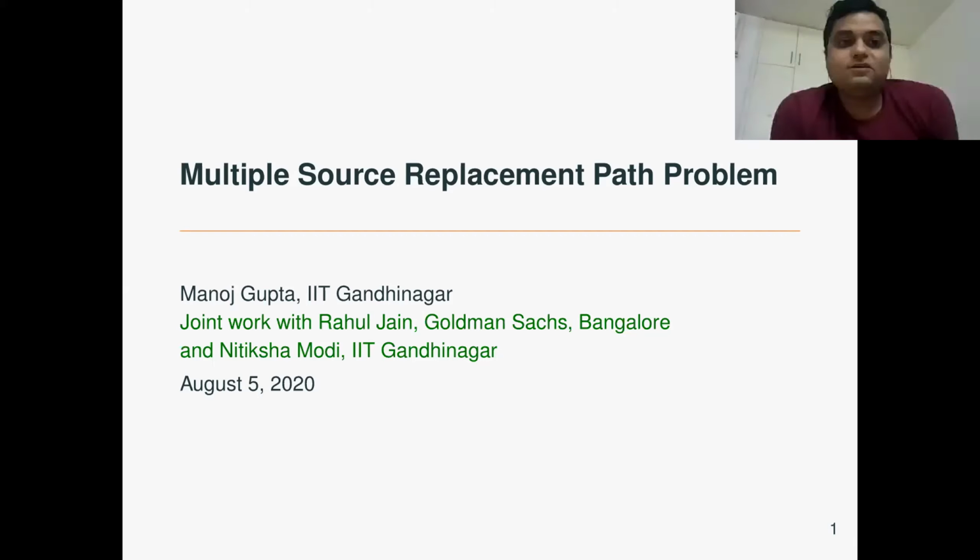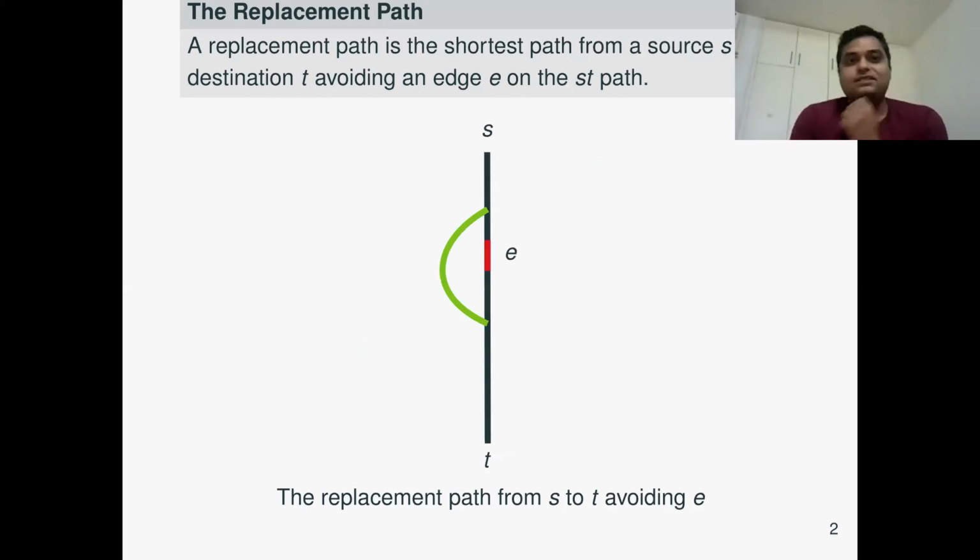So the title of my talk is Multiple Source Replacement Path Problem, and this is joint work with Rahul Jain and Nitish Shamudi. So let's start with the problem. A replacement path is the shortest path from a source S to a destination T avoiding an edge E on the shortest ST path. As you can see in this picture, there is a path from S to T, and I want to avoid this edge E. This replacement path leaves the ST path at some point above E and rejoins at some point below E. This is normally called the detour, which is in green in this picture.